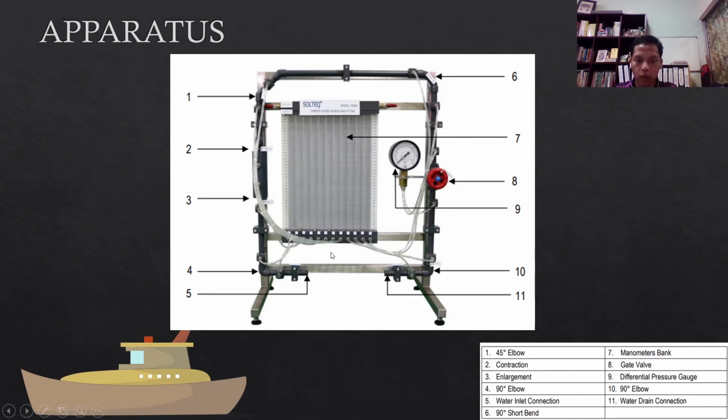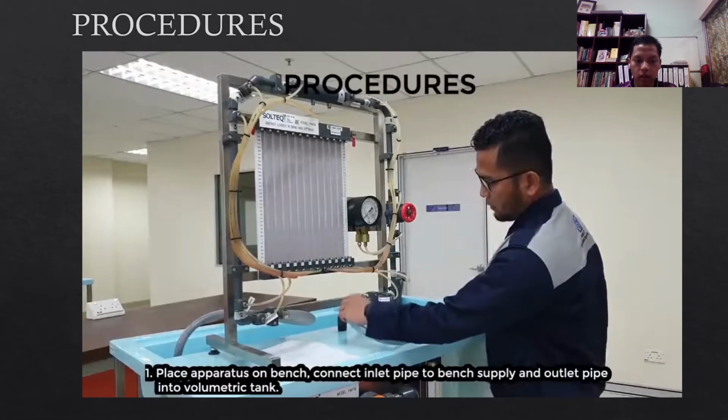If you can see here, there are a lot of different angles, which are 45, 90 and so on. And this is the pressure gauge, if you can see my cursor. And this is the gate valve that we will use. So here we go for the procedure.